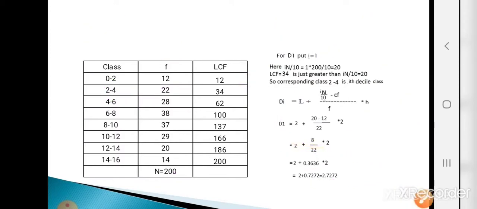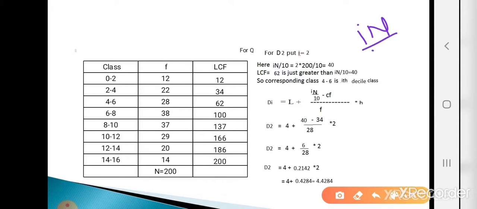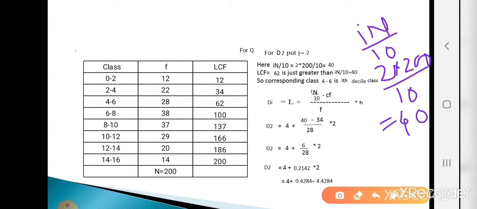Now see how to calculate the second decile. For D2, just put i is equal to 2. So iN divided by 10. So i is 2, so 2 into 200 divided by 10. So the value is 40. Now see the LCF value just greater than 40. Here the LCF 62 is just greater than 40. So the corresponding class is the second decile class, because here we are finding the value of D2. So the second decile class is 4 to 6.